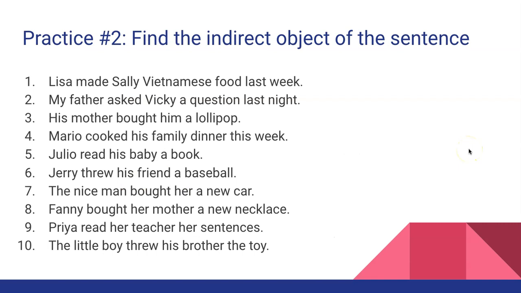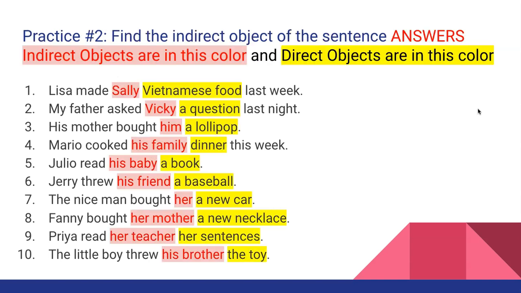Now, let's practice. Find the indirect object of the sentence. Remember, not the direct object, but the indirect object. The indirect object receives the direct object. Pause the video here to read these 10 sentences carefully and find the indirect object. Here are the answers. The indirect objects are in the red color, and the direct objects are in this yellow color. Pause the video here to check your answers. Remember to circle any mistakes so that you know what to study later.